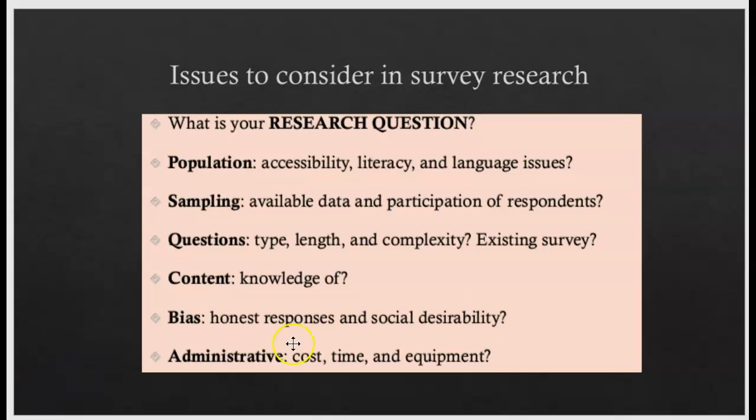You want to make sure you're checking your bias and that your questions aren't biased. And then think about, how are you going to administer this? Surveys need to be administered in a way that they can get to the most people. And so you want to make sure that you have cost, time, and equipment covered. Surveys aren't always as easy as you send out a survey to 1,000 people and all 1,000 respond. Sometimes people just ignore it. Maybe it goes to spam. They don't want to participate.